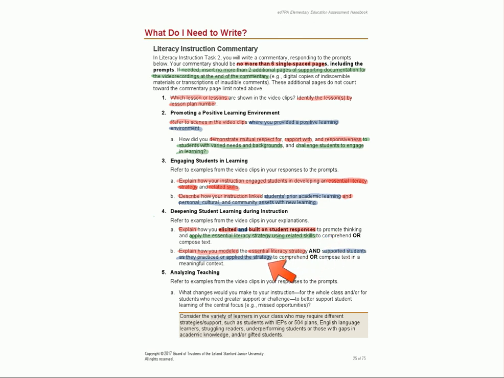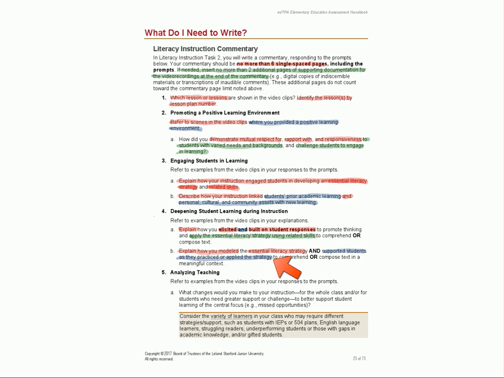The next one's a bit more practical. Explain how you modeled the essential literacy strategy. Okay, so that's clear. But then how you supported them along the way as they practiced or applied the strategy. So as you remember, 2 video clips. One video clip might be much about your instruction. The second video clip might be about how you supported them.